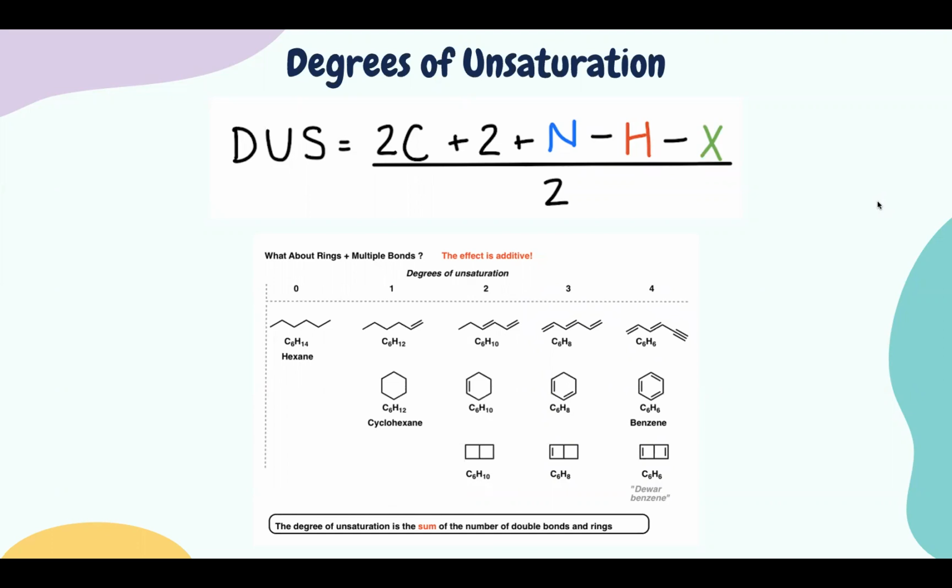If a molecule has 1 degree of unsaturation, it can either have 1 double bond or it can be a ring. If it has 2 degrees of unsaturation, then it can either have 2 double bonds or a ring and a double bond, and so forth. This chart makes it easier to visualize. Does that make sense?